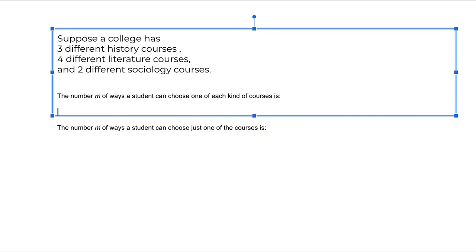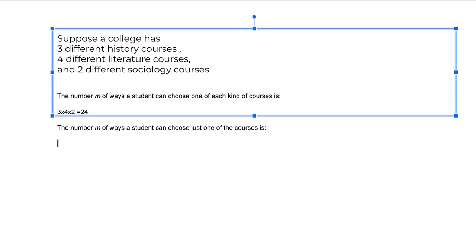So let me just write the values. I can take a literature course in 4 ways. So for one course, I have 4 choices to make, one choice, and I can take any of the 2 different sociology courses. So the number of ways I can choose one of each kind would be 24.